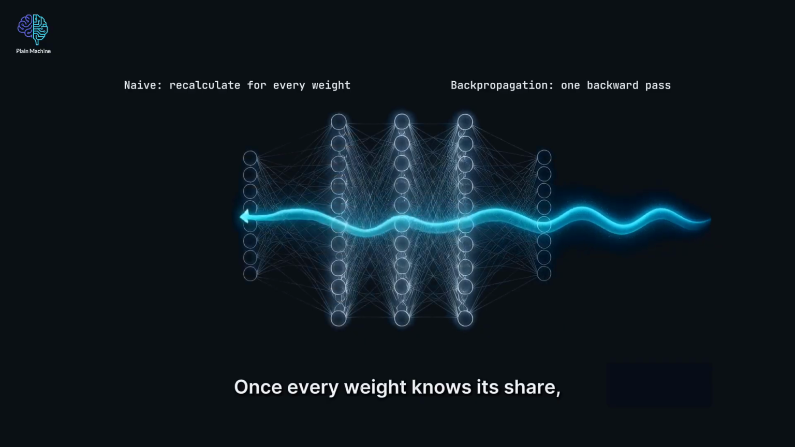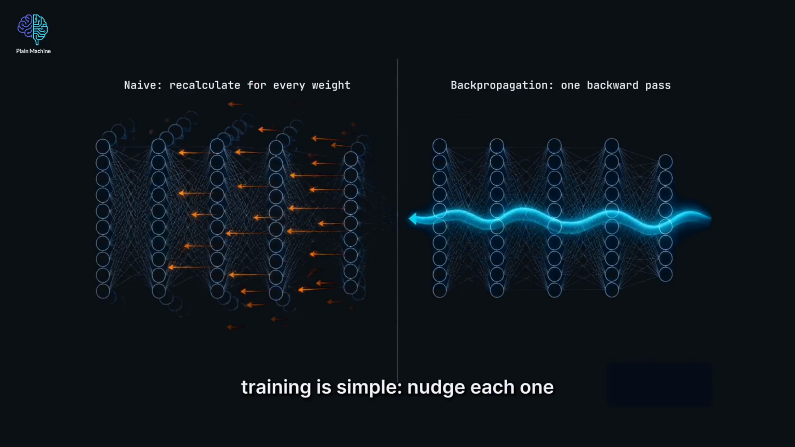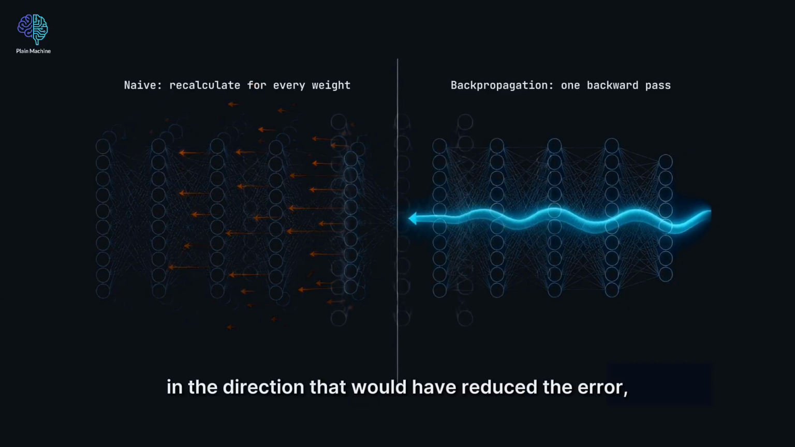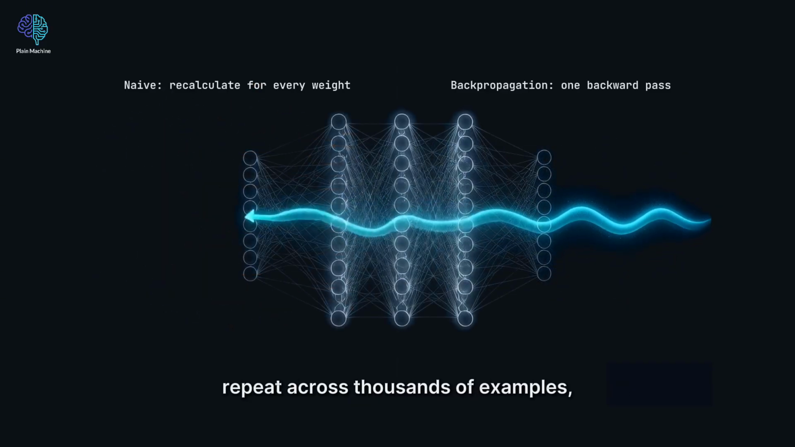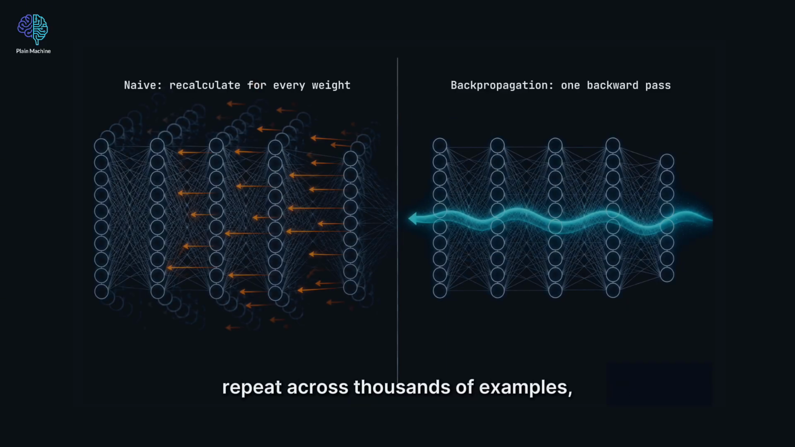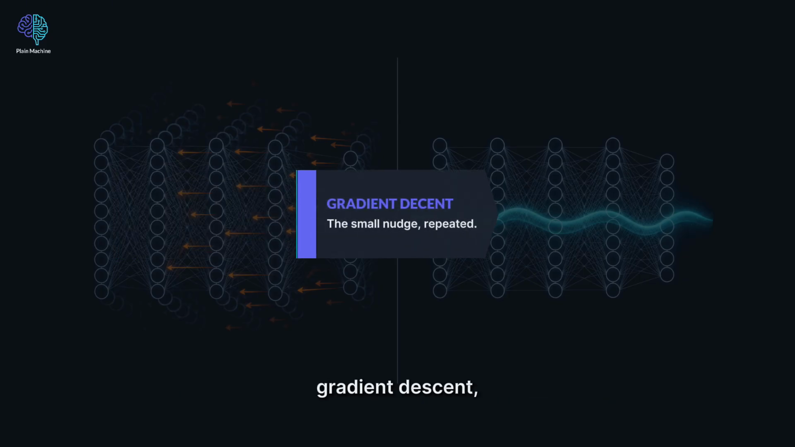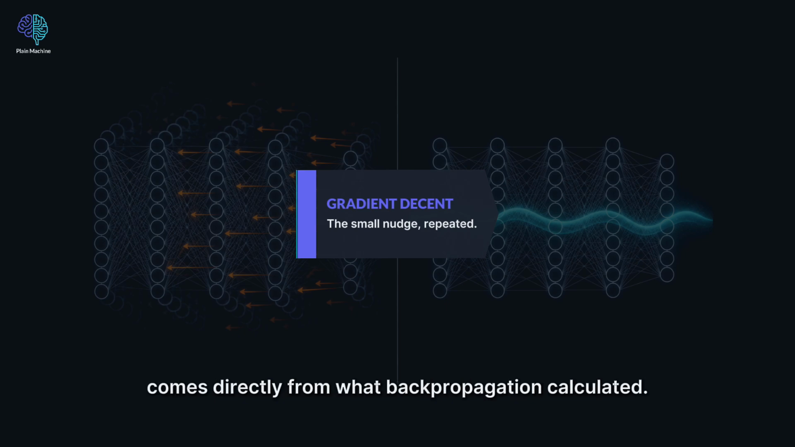Once every weight knows its share, training is simple. Nudge each one a small step in the direction that would have reduced the error, repeat across thousands of examples, and the weights gradually settle into values that make good predictions. That nudging step has its own name, gradient descent, but the direction and size of every nudge comes directly from what backpropagation calculated.